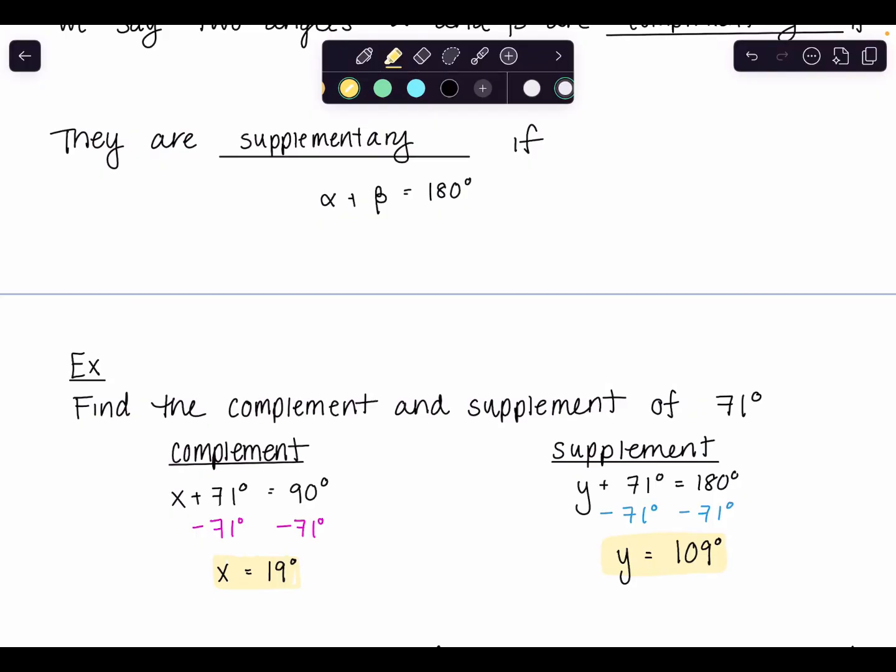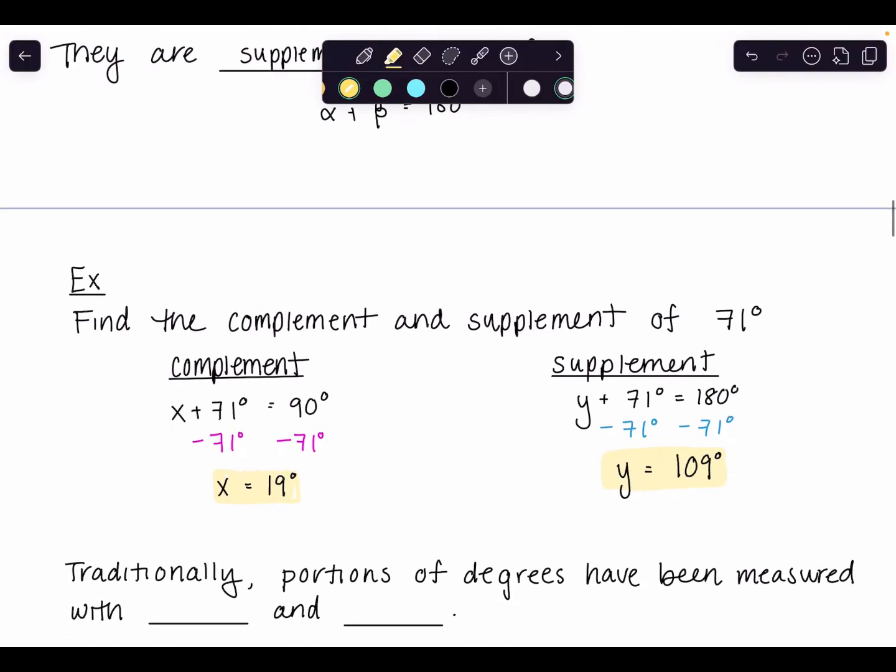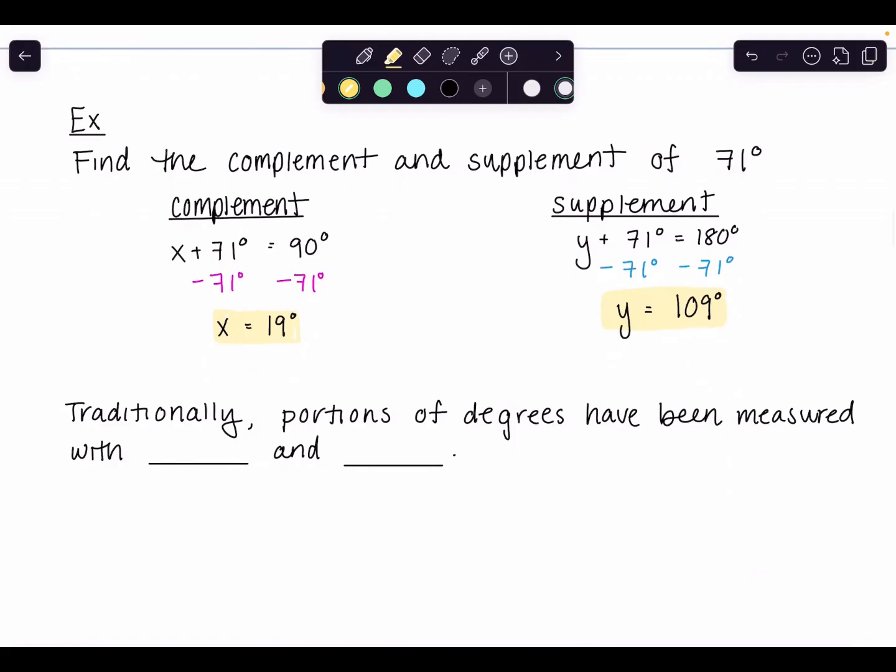Okay? So again, you've likely worked with angles at some point in your life and you've seen them. However, what you probably haven't seen is an old way that traditionally we used to represent angles. So if I'm talking about a portion of an angle, so I don't make a full degree rotation, but you do move a little bit, in that case, degrees have been measured with what's called minutes and seconds.